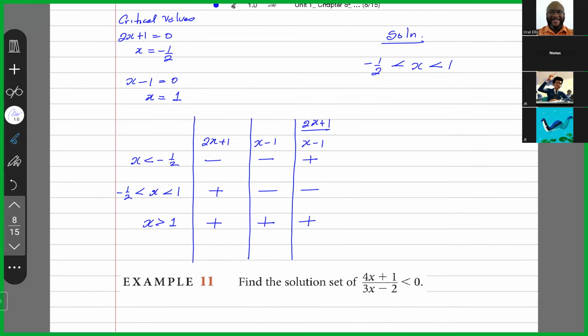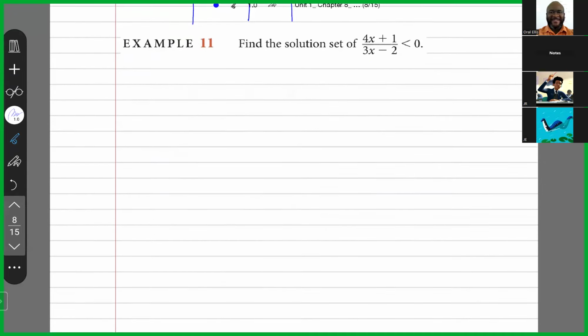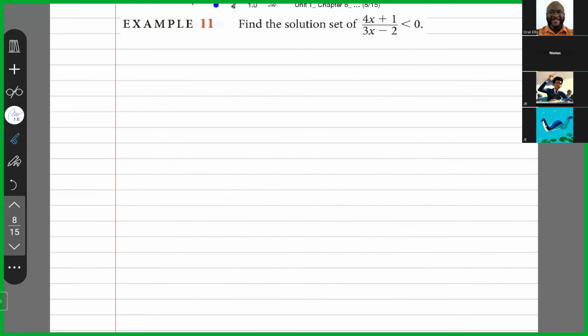Example 11. Now, example 11 is asking us to find the solution set of (4x + 1)/(3x - 2) < 0. Using the sign table approach, I'm going to first obtain the critical values. So my critical values: 4x + 1, put that equal to 0. So x is equal to minus a quarter.